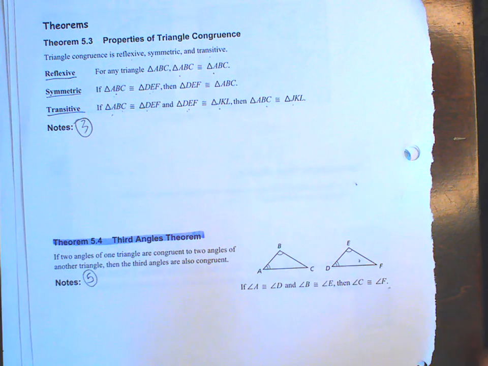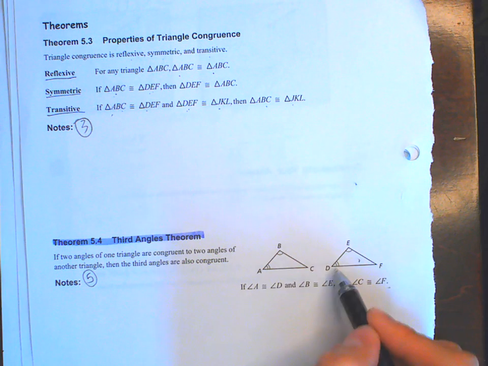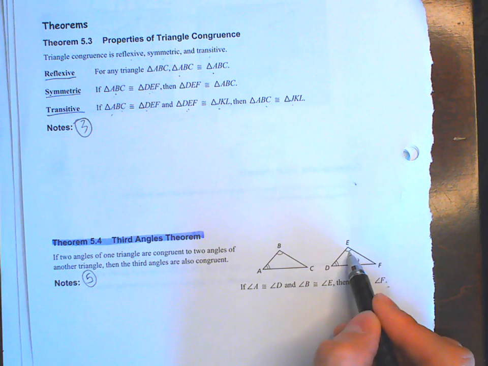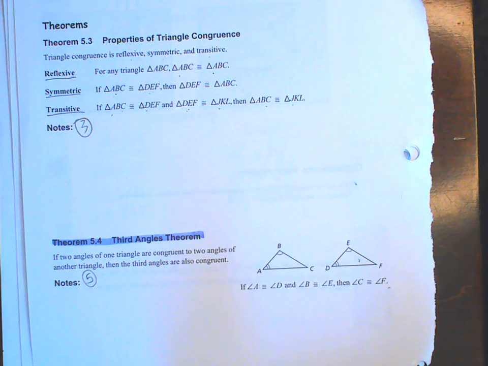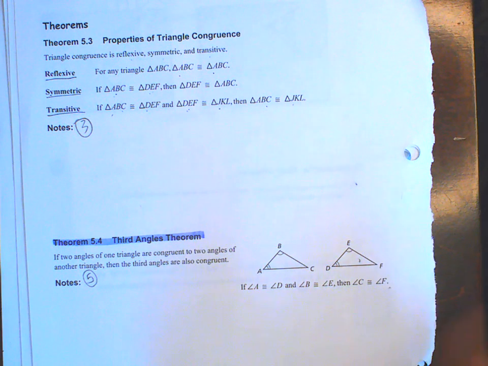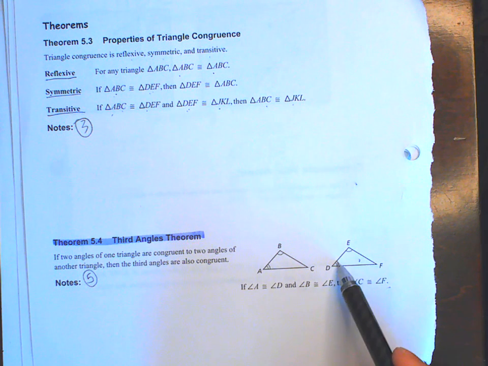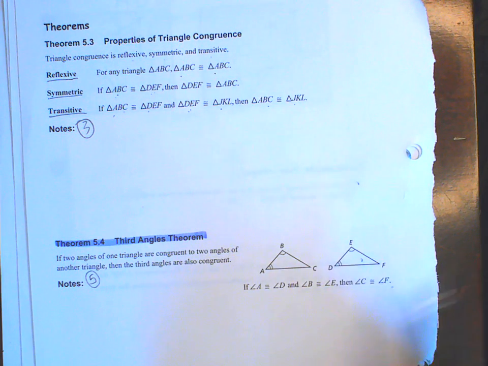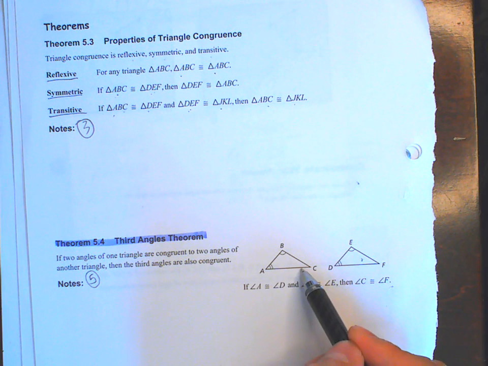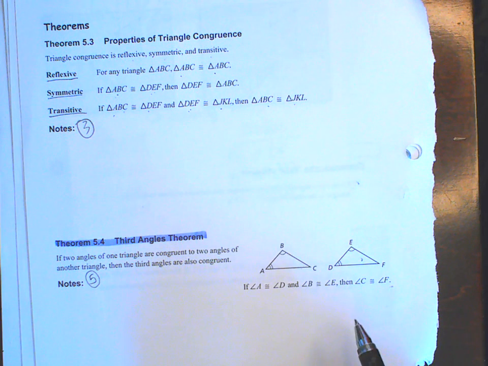And look, it makes sense. If these two are congruent and these two are congruent, and they both have the same angle sum because all triangles have the sum of 180 degrees, if you were to subtract these two from 180 and subtract these two from 180, those measurements would be the same. That would mean that C and F are going to be congruent.